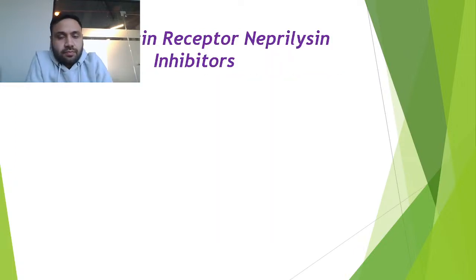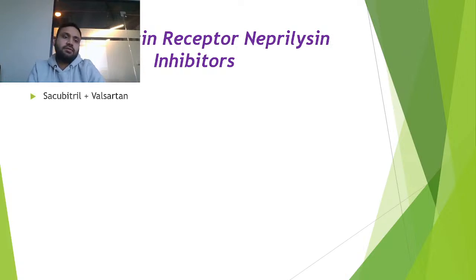Right? So, let's go towards the first drug category, that is angiotensin receptor neprilysin inhibitors. This category has only one combination, that is sacubitril plus valsartan. Why just one combination? It is because most of the research done in the past few years on chronic heart failure is only on this combination, and even when they tried some newer drugs, they found more side effects or they were not effective. So this is the only drug that has been approved for chronic heart failure.